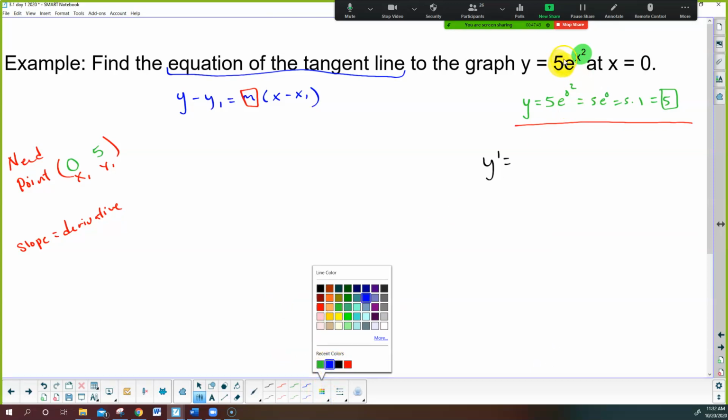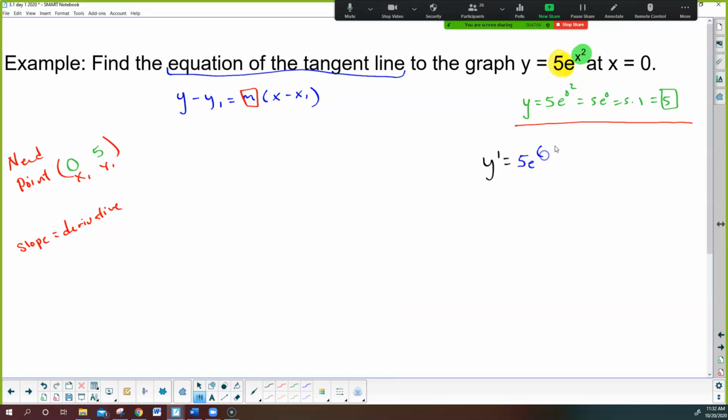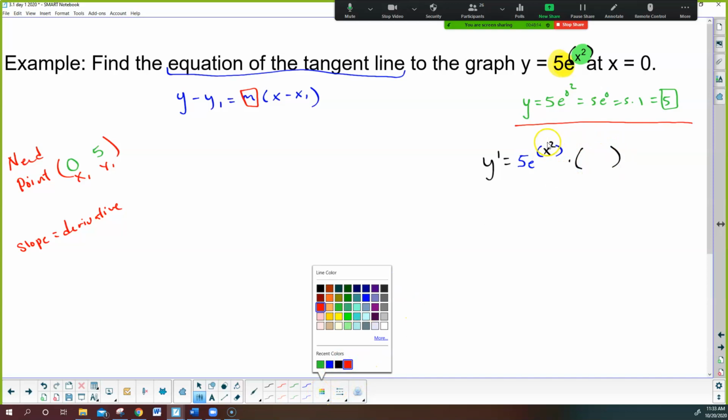So the derivative of 5e to the x is just 5e to the x, but instead of putting an x, we're going to keep the original inside piece. And it might even be nice to add your own parentheses around there. So there's the derivative of the outside, and then I'm going to multiply by the derivative of the inside. So what's the derivative of x squared? It's 2x.